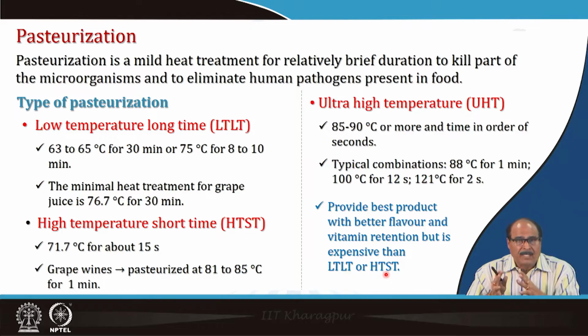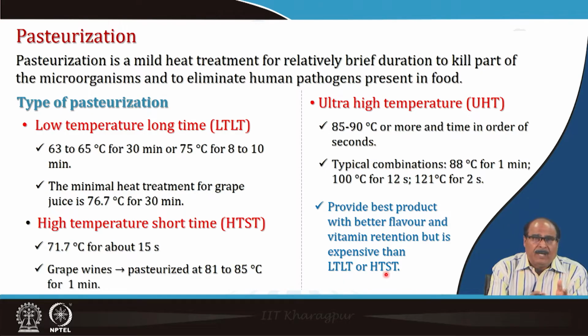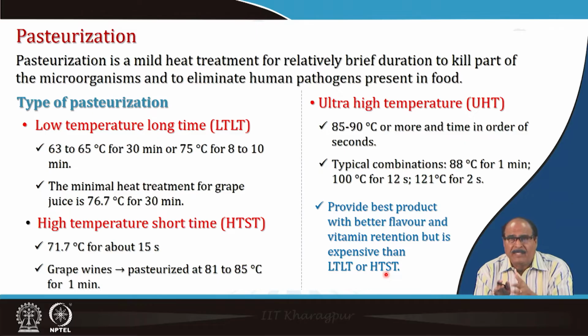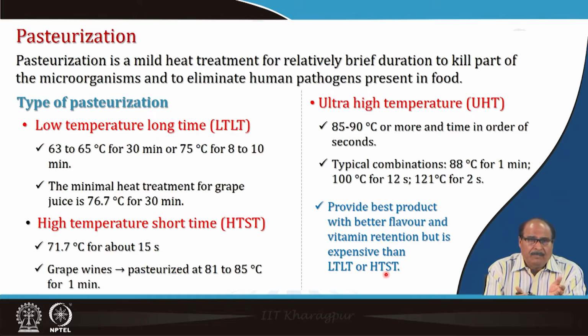Pasteurization is a mild heat treatment for a relatively brief duration to kill part of the microorganisms and to eliminate human pathogens present in the food. Pasteurization may be either the low temperature long time method, popularly known as LTLT, or the high temperature short time method, HTST, or the ultra high temperature method, UHT. In the LTLT method, generally 63 to 65 degrees Celsius for 30 minutes or 75 degrees Celsius for 8 to 10 minutes is used. That is the minimal heat treatment for grape juice.